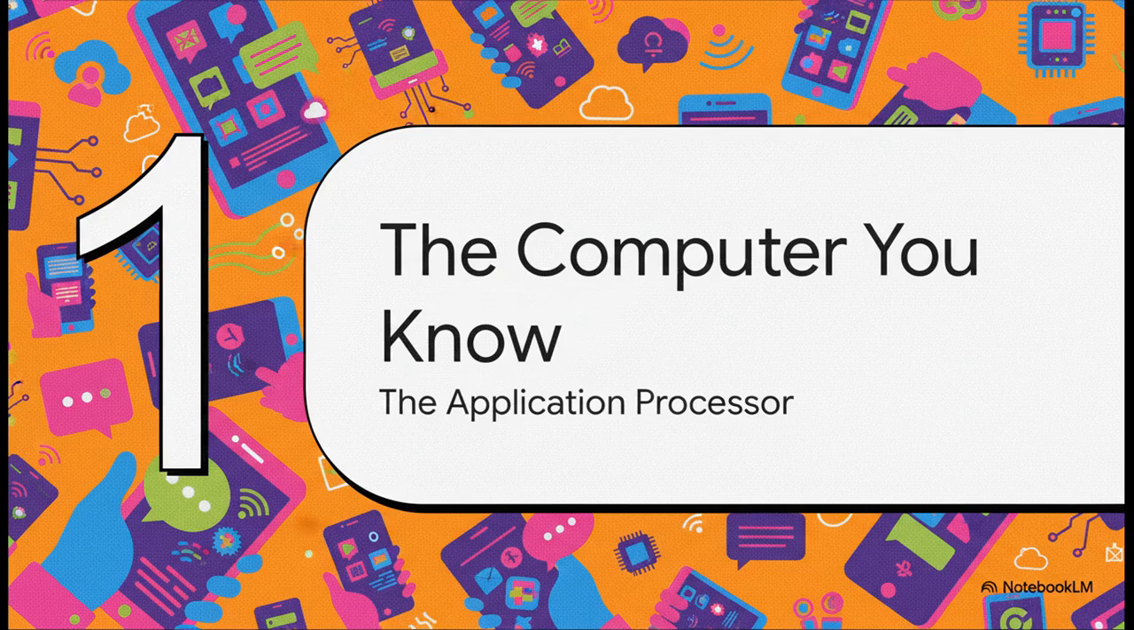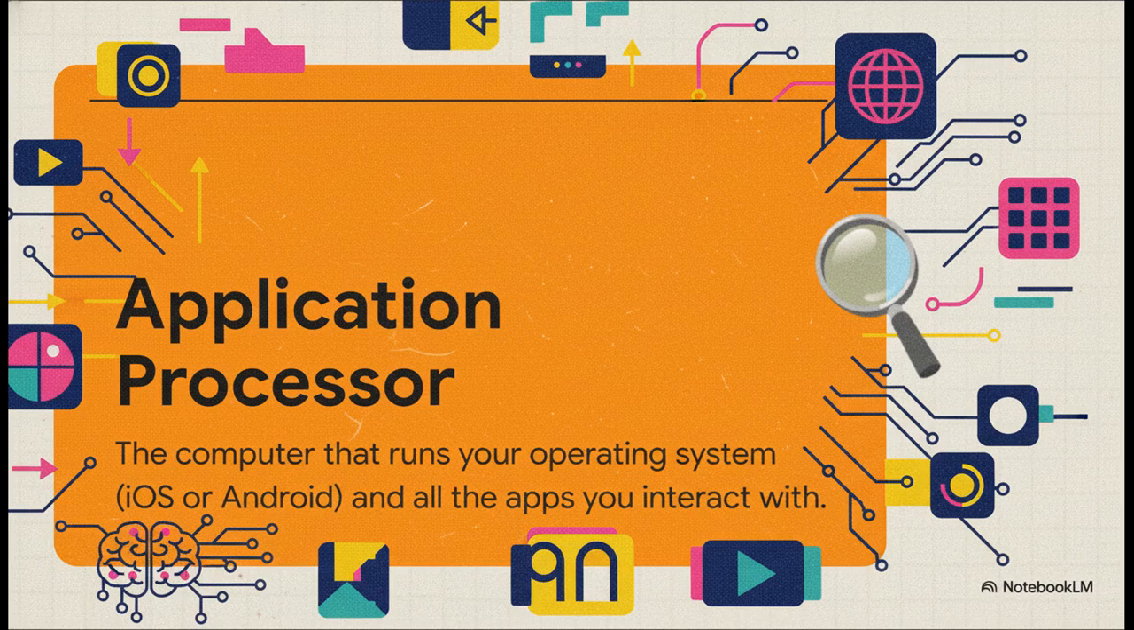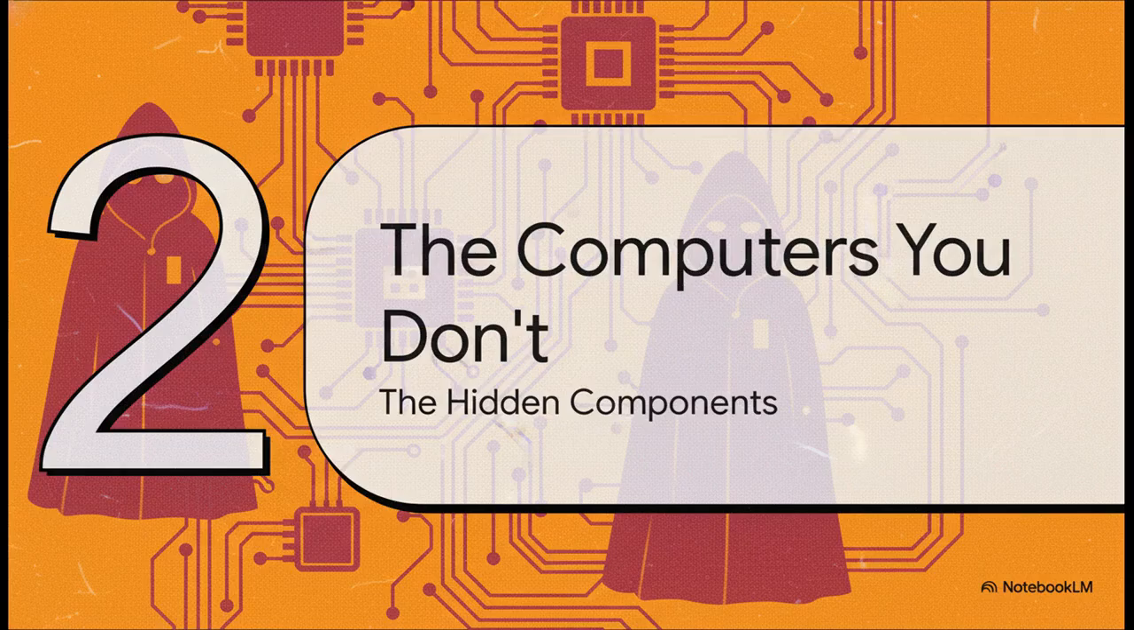All right, so first up, let's talk about the computer you actually know and use every day. This is what we all think of as the phone. It's the brain that runs your operating system, whether that's iOS or Android. It's what lets you open your apps, scroll through social media, browse the web. You get the picture. This is the part we see and interact with. Okay, so that's computer number one. Easy enough. But now let's get into the interesting stuff.